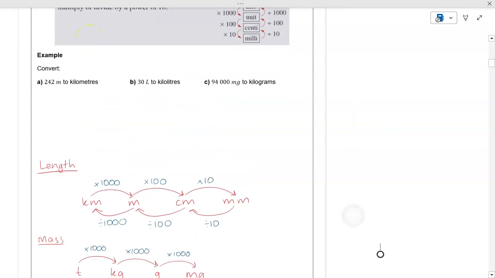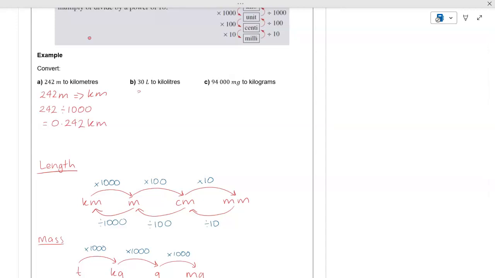So if we look at this first one, it says we're converting 242 metres, and I want to convert it into kilometres. So if I look at my metres to kilometres, to do that, I'm dividing by 1,000. So 242 divided by 1,000. And remember, when I divide by 1,000, it means I'm moving that decimal point 3 places. So this is where my decimal point would be at the end. So if I move back 1, 2, 3, I would end up with 0.242 kilometres. Make sure you put that unit on the end.